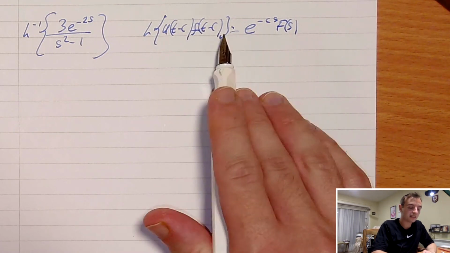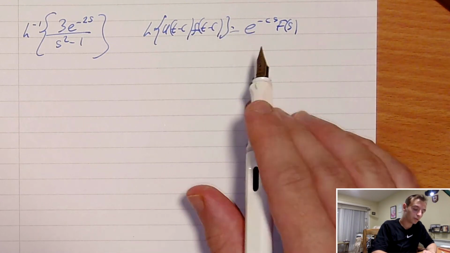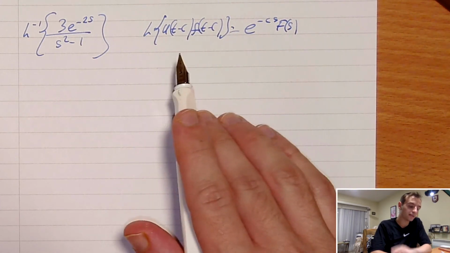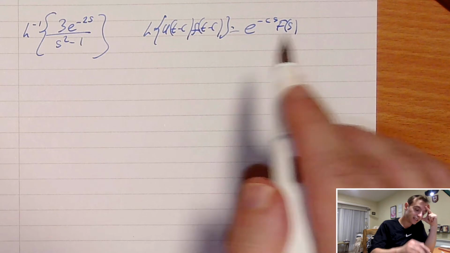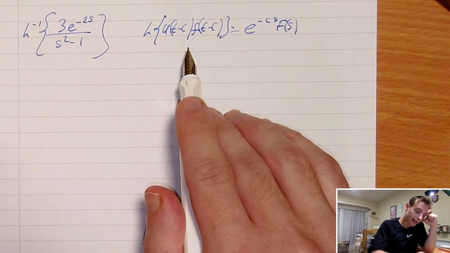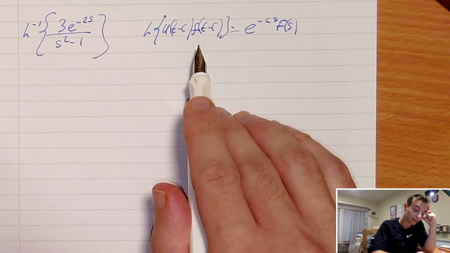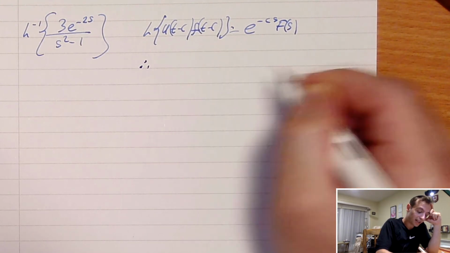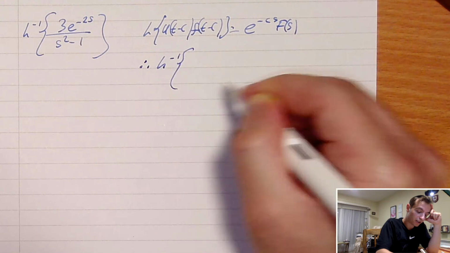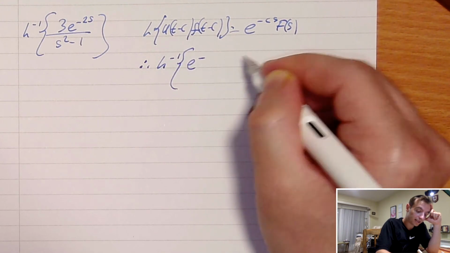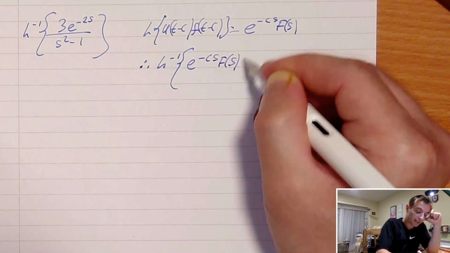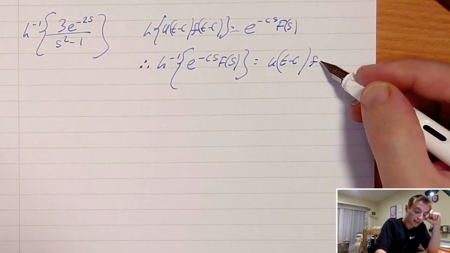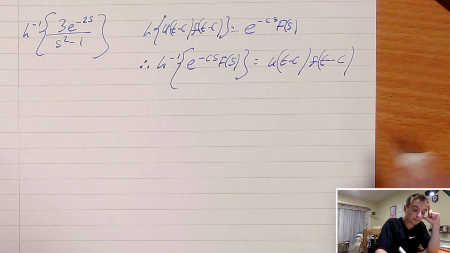I know I keep repeating myself, and you don't have to do it if you don't want to, but I think it's a really good idea to write down your theory, because number one, it will reinforce the theorems in memory. You'll recognize them more, and it's also good for justifying your reasoning. So I think it's always good to write it down. And then what we can say, therefore, is that the inverse Laplace transform of e to the minus cs F(s) is going to be u(t minus c) f(t minus c).